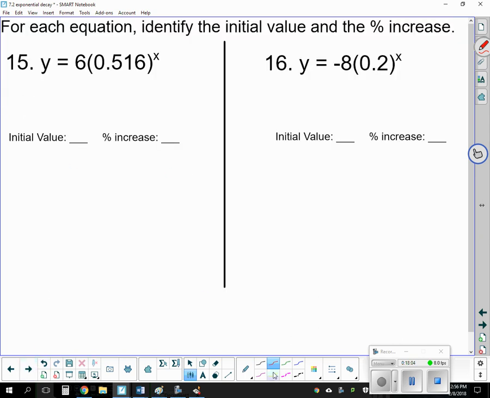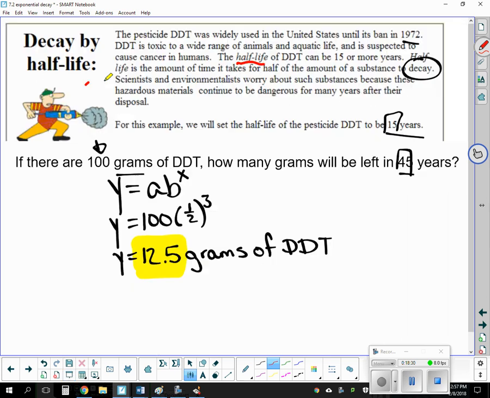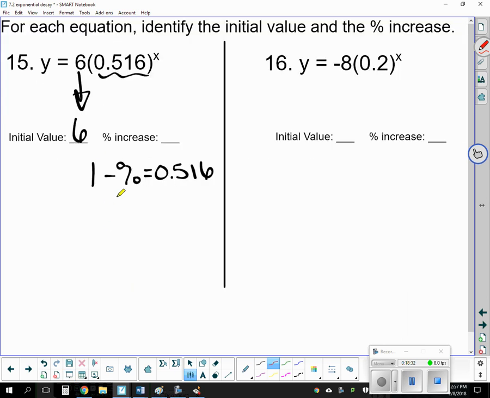Okay, and then lastly, for each equation, identify the initial value and the percent increase. Initial value, right there. And then your percent increase. If this number is between 0 and 1, to find the percent change, you must do 1 minus the percent. That's what that number represents. Okay? That's what we were told back here. 1 minus the percent. So, to solve this, we could subtract 1 from each side.